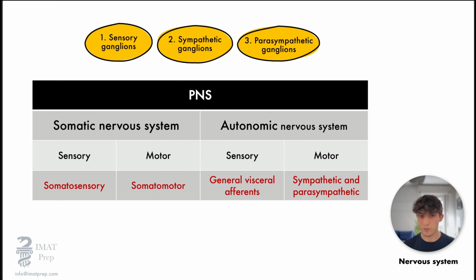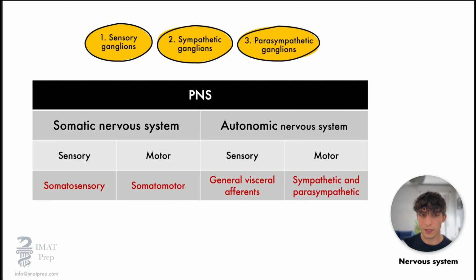So this is a diagram that we had seen at the start of the lesson. This is the division of the peripheral nervous system, which divides into somatic nervous system and autonomic nervous system, which each divide into a sensory branch and a motor branch. So the sensory branch of the somatic nervous system was somatosensory, the motor branch was somatomotor, and we talked about the fact that sympathetic and parasympathetic pathways were both motor, whereas the sensory information came from general visceral afferents.